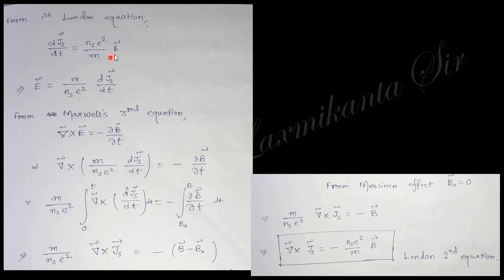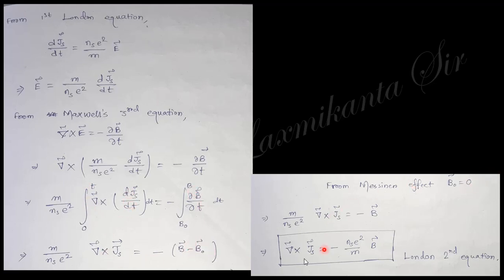From the first equation, E equals like that. You know Maxwell's third equation, curl of E equals minus del B by del t. Put this value of E here, and taking this curl into account, this is curl of J_s. Integration and dt is cancelled, and this integration gives B minus B0.